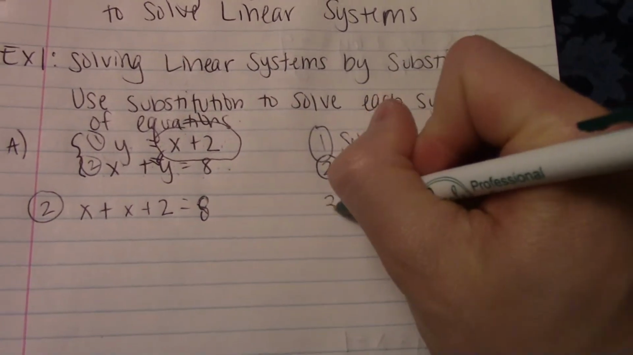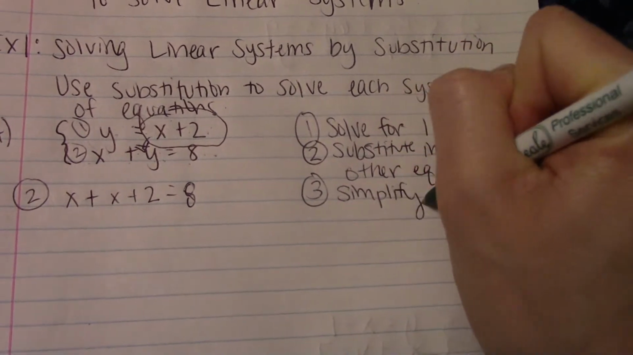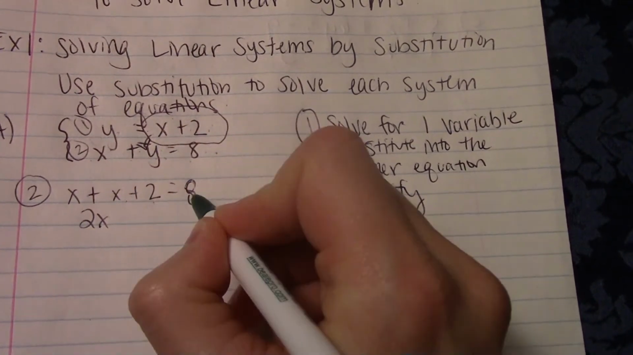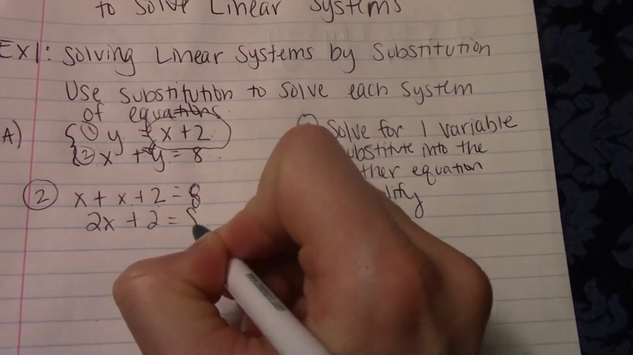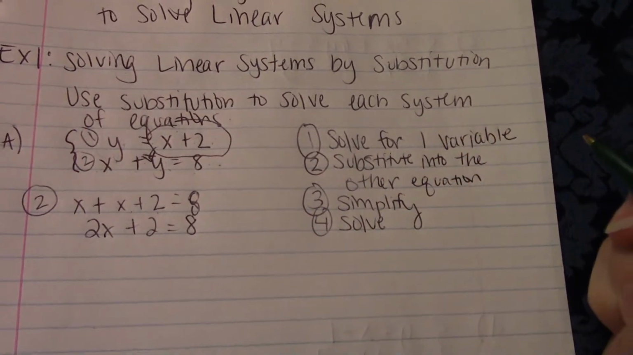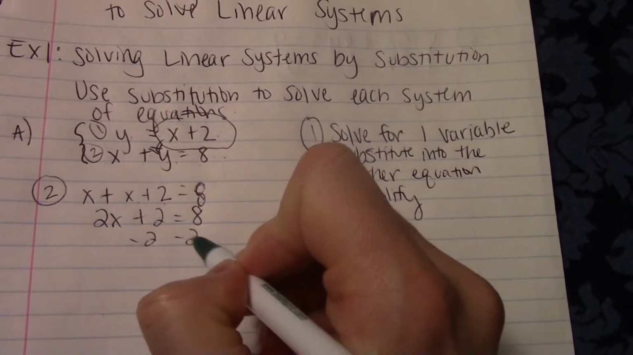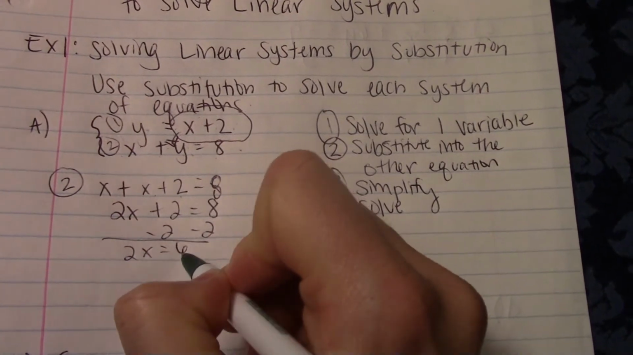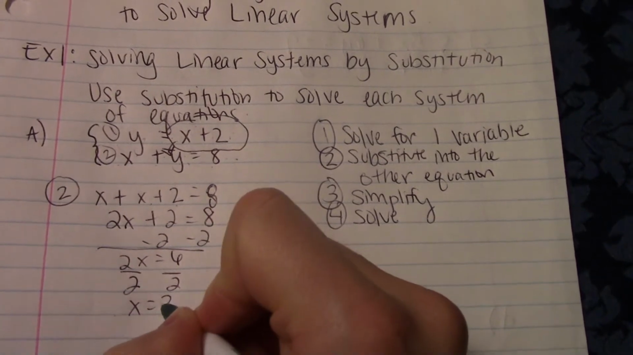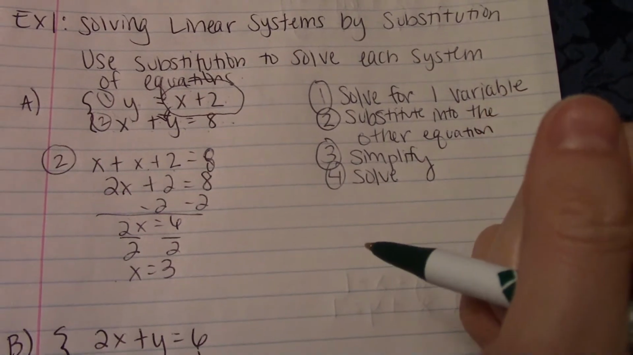So step 3, simplify. So we have x and x, so x plus x makes 2x, plus 2 equals 8. Step 4 is solve for whatever variable you have there. So we need to minus our 2, so 2x equals 6. Keep solving until we actually get a value here. We need to divide by 2, x equals 3. Now we have one variable. We need to have two variables.